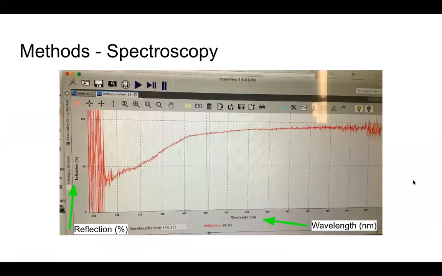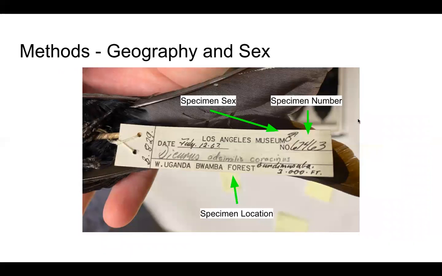Here is an example of one of those graphs. On the horizontal x-axis, we have wavelength in nanometers. And on this vertical y-axis, we have the reflection percent. So here, based off of the wavelength that we're seeing, we can tell what's ultraviolet light, what's visible light, and how much of it is being absorbed or reflected. And this is really important because this allows us to see what the birds are seeing and be able to get that data. We also have to get the information for geography and sex, the two things that we're comparing.